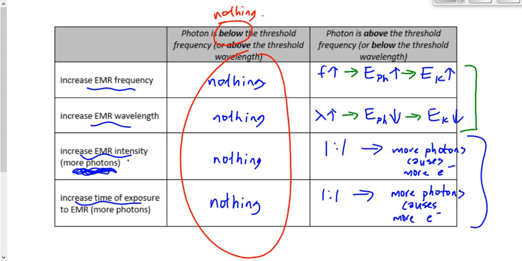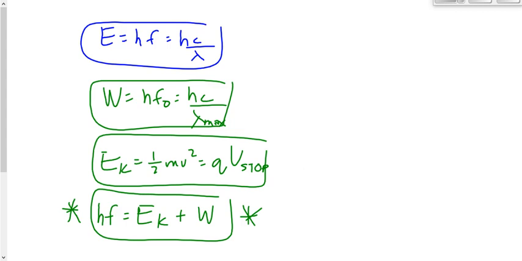Increase the frequency, the energy of the electrons is higher. Increase the wavelength, the energy of the electrons is lower. Increase the number of photons, we get not more energetic electrons, but we get more electrons. And, of course, remember the equations as well. They're on your data sheet in one form or another, except for this one. But remember that this one ends up being the most commonly used one.